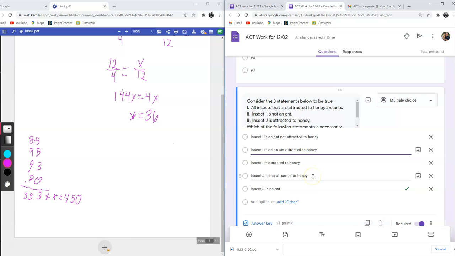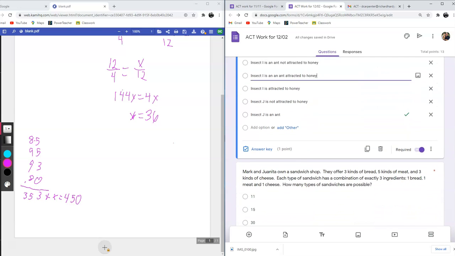Insect J is attracted to honey. Well, again, that goes against what these statements are saying. So the only one that falls in line is insect J is an ant. That's the only one that allows for a logical conclusion.